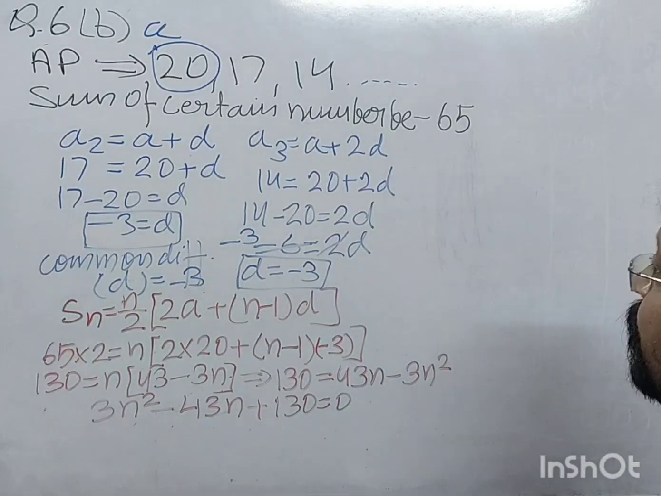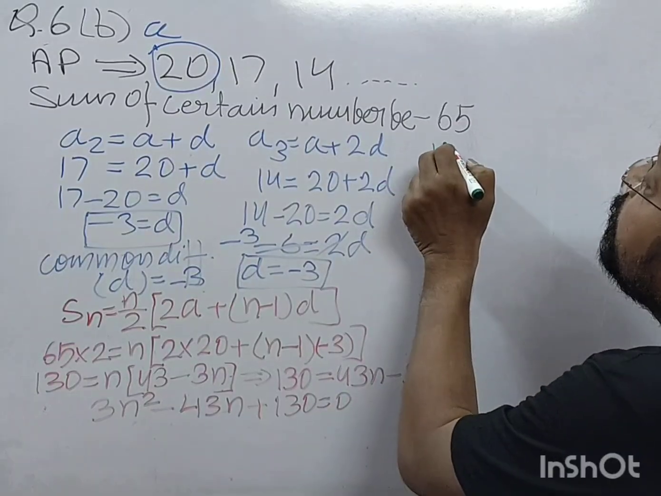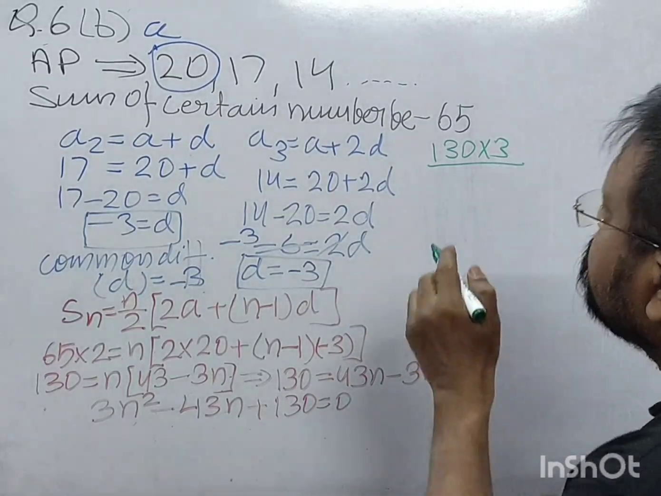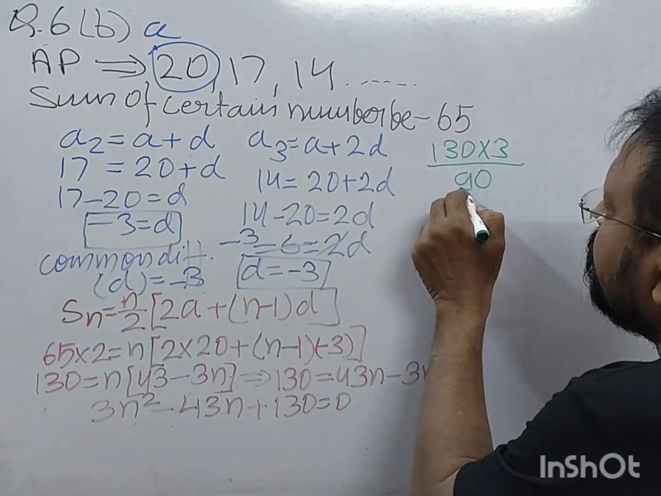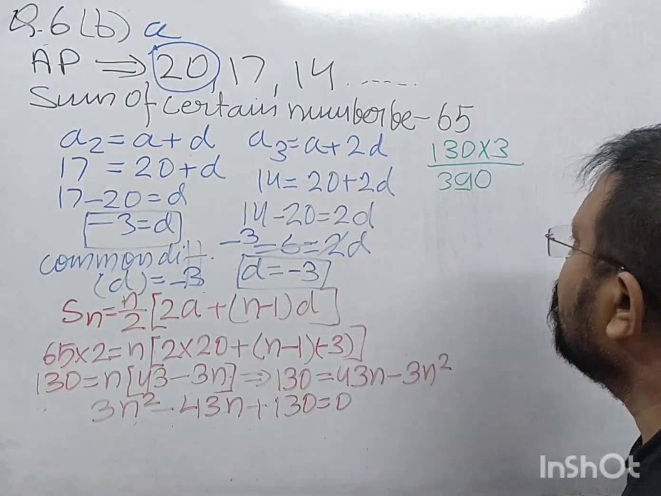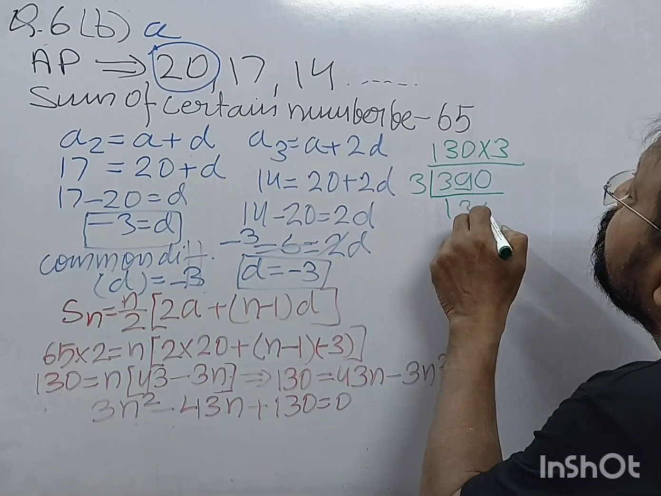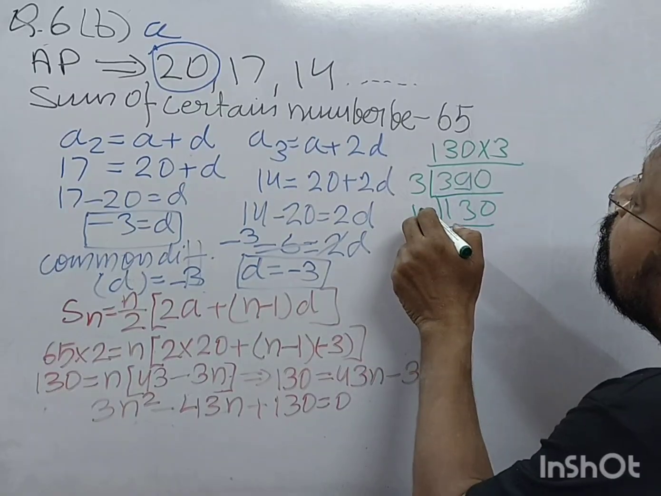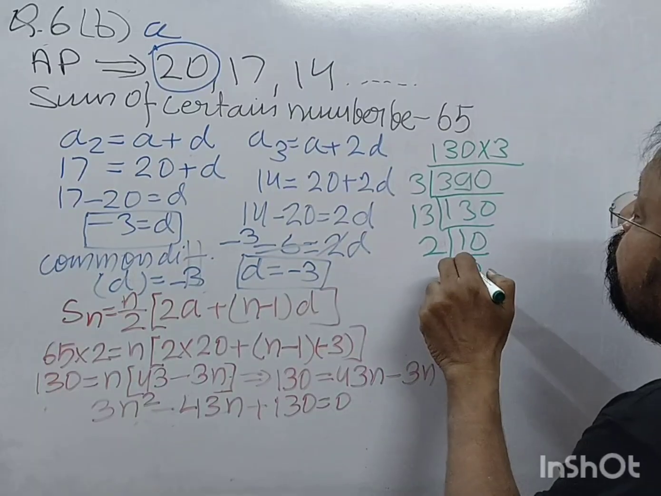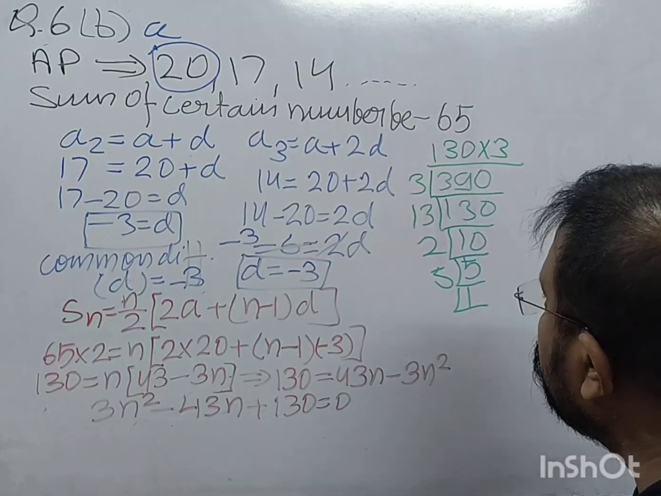Now what do you do? You know, 130 into 3, 0, 3 times 3 becomes 9, 1 times 3 becomes 3, 390. Now if we take factors of this, so 3, 1, 3, 0. Again, if we take 13, so we get 10. If we go by 2, it becomes 5. If we go by 5, we get 1. Right? So, how much do you get?